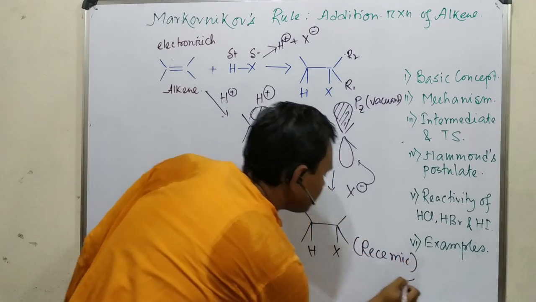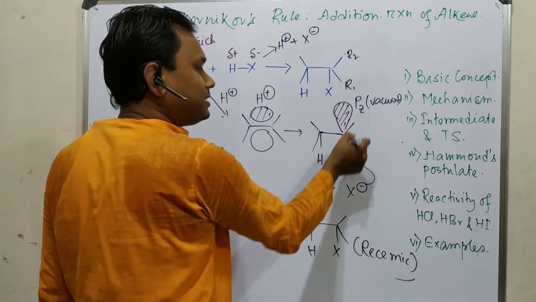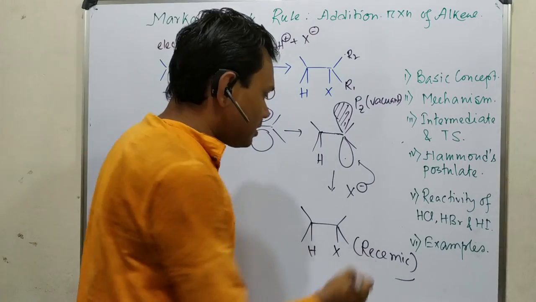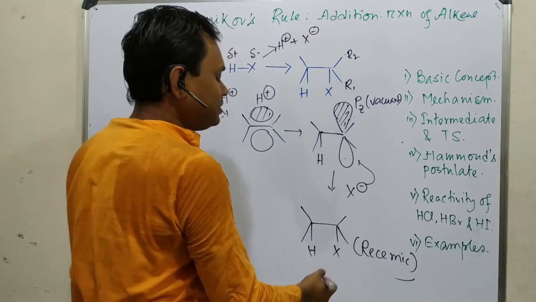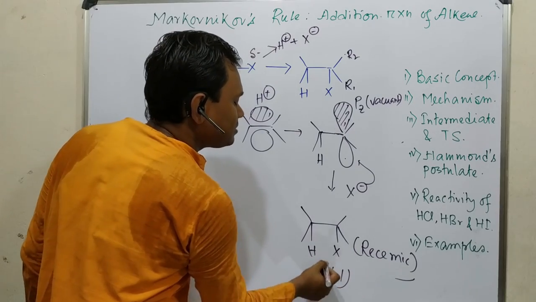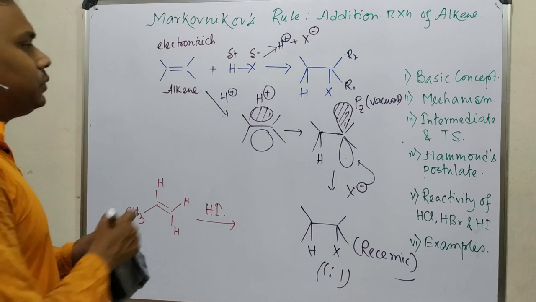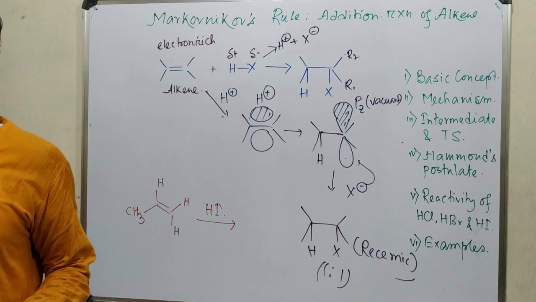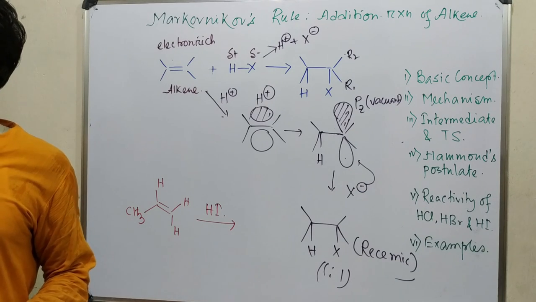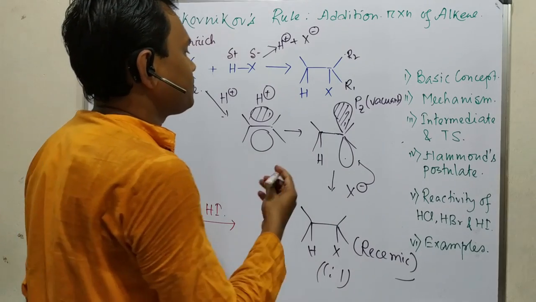Why? Because this p orbital has equal attack probability from both sides, this or this. If it is equal probability, then two isomers will be produced in equal amount, that means 1:1, which is a racemic mixture. So this much we have understood. Now, during this discussion, we have understood an important point. What important point? That the reaction depends on the production of carbocation.